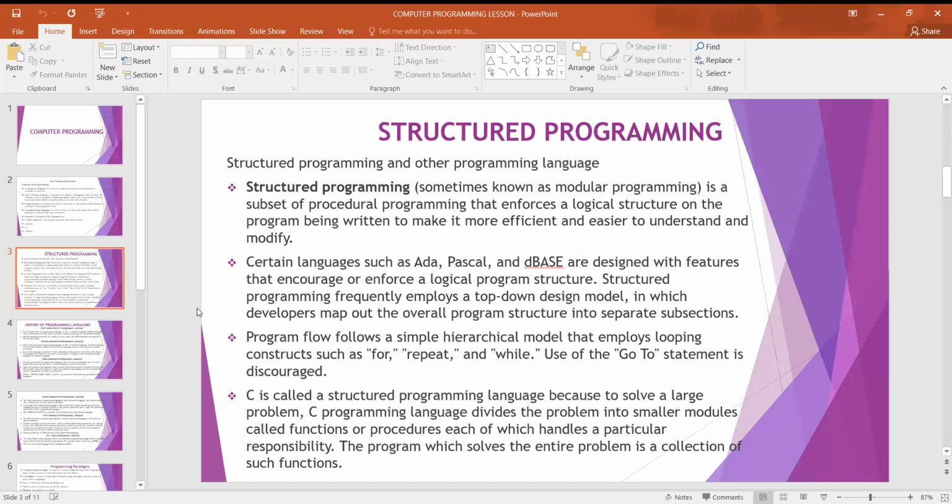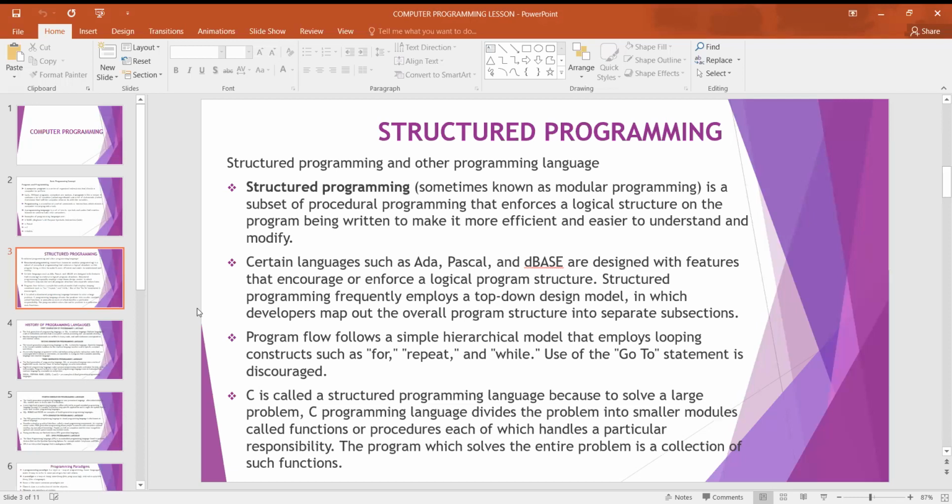Let us proceed to structured programming. Structured programming is a subset of procedural programming that enforces a logical structure on the program being written to make it more efficient and easy to understand. We have some languages that use a structured way when they are being implemented. Some of them include Pascal. We also have C and C++.